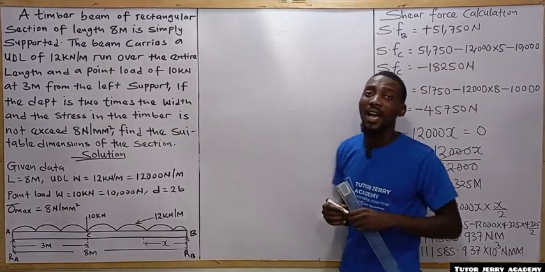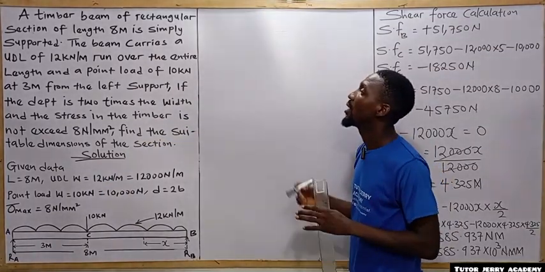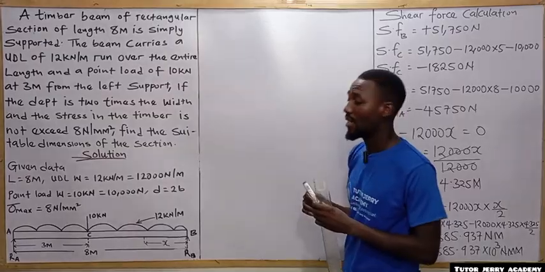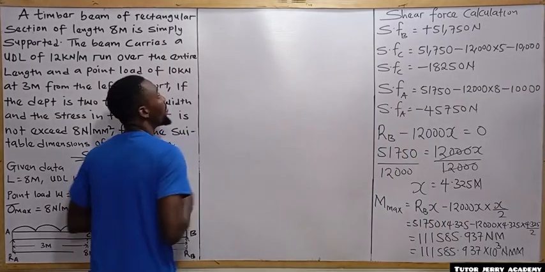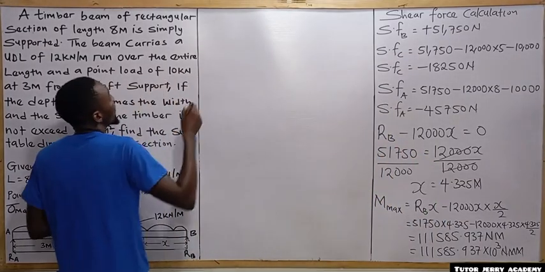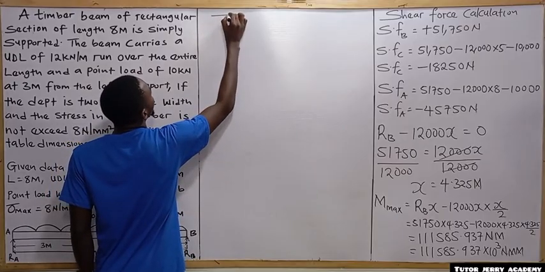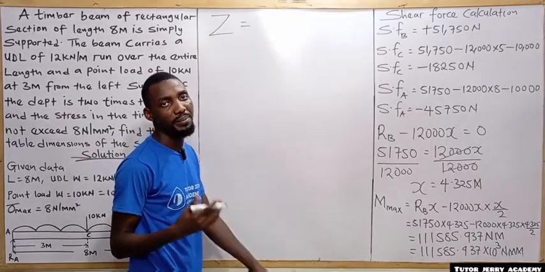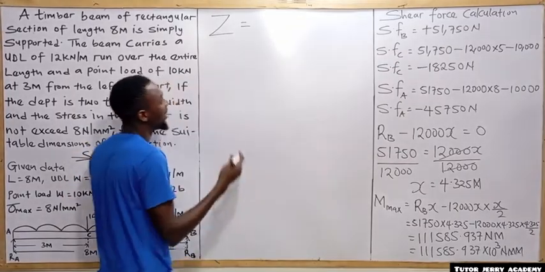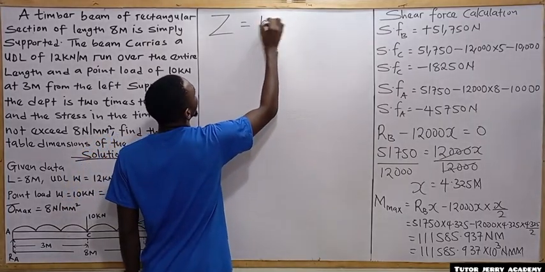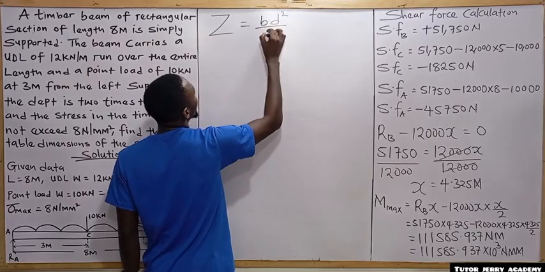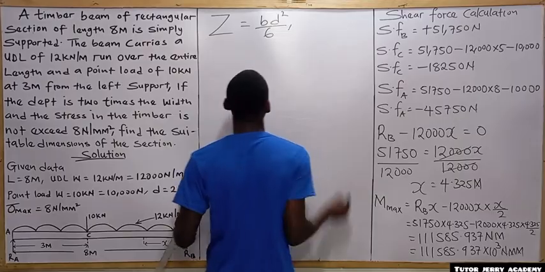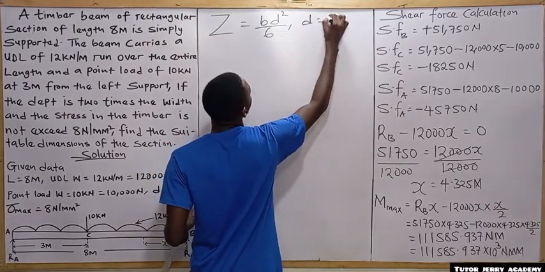The next thing we are going to be doing is to calculate our section modulus of a rectangular section. We have already shown the formula for that. The section modulus, denoted by Z, is nothing but BD squared divided by 6. And don't forget that here our D is equal to 2B.